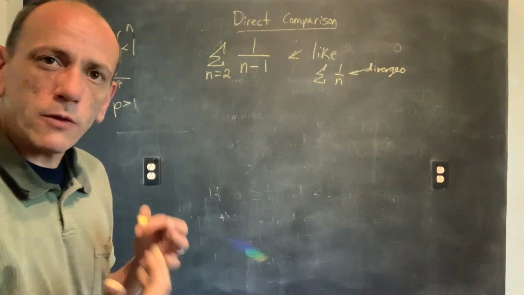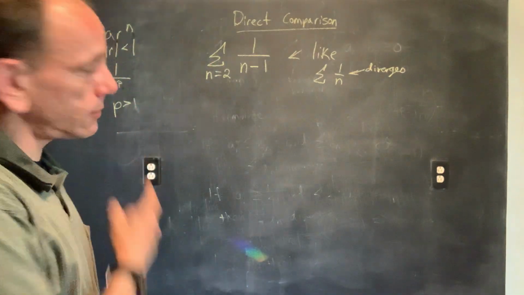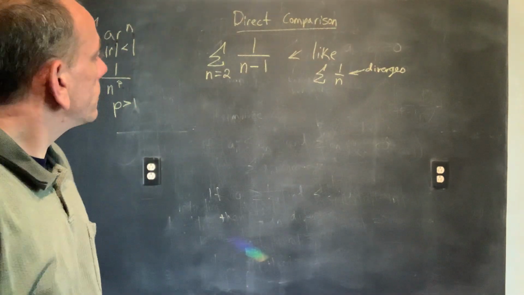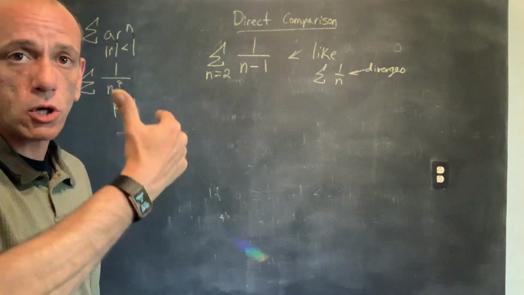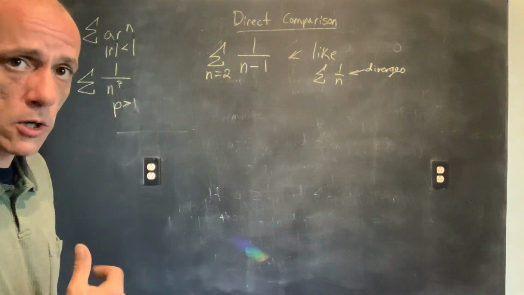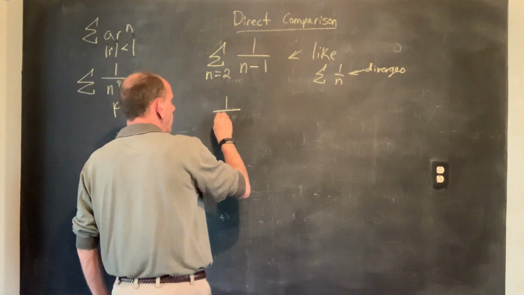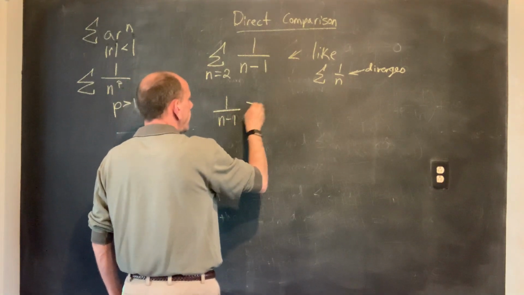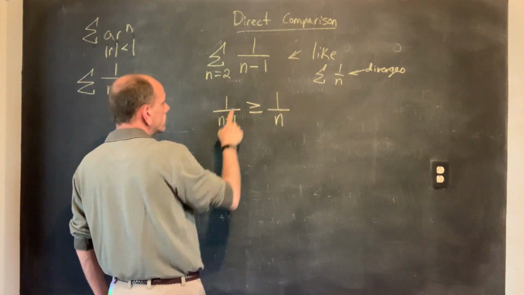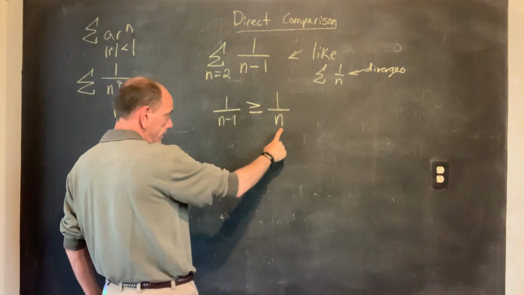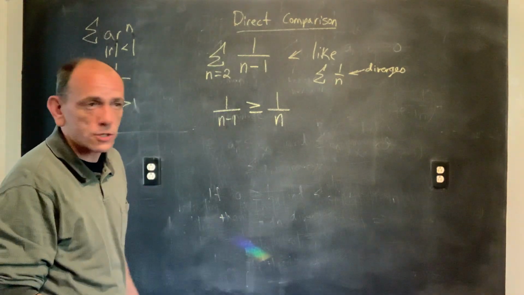Okay, so that puts me on the track of thinking it's likely that this one's going to diverge too. So I'm trying to prove that it diverges, which means that I want to show that it's greater than, term-wise greater than. I want to show that 1 over n minus 1 is greater than or equal to 1 over n. Because if I can show that it's term-wise greater than a series that I know diverges, then I know that this thing is going to diverge.